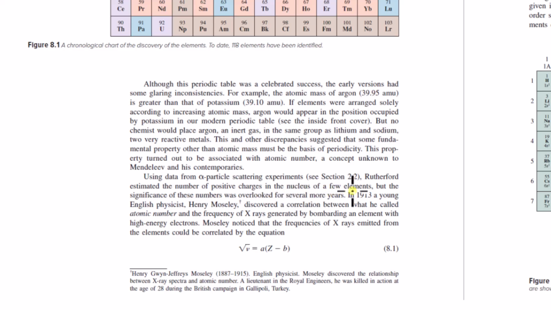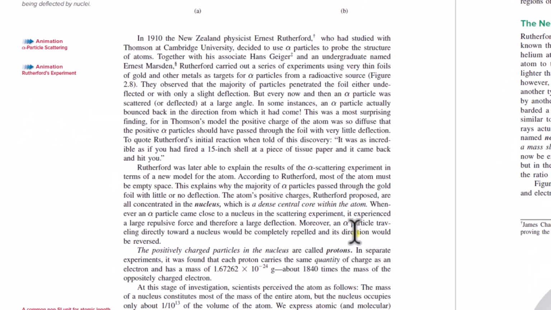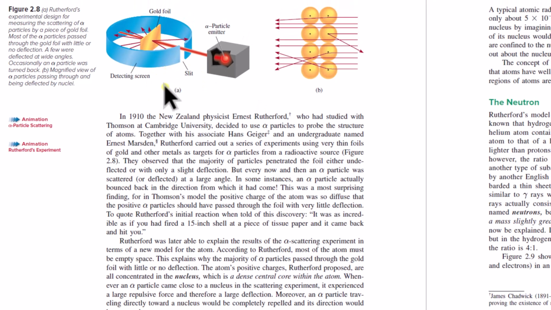nucleus of a few elements, but the significance of these numbers was overlooked for several more years. So what they're talking about here is, if we come back to chapter 2, Rutherford's experiment was how the nucleus of the atom was discovered. He was shooting these alpha particles. So alpha particles come from radioactivity, extremely high energy.